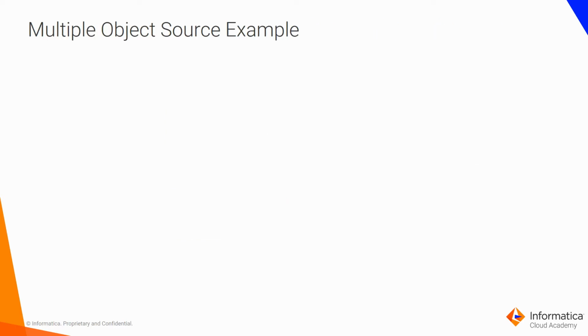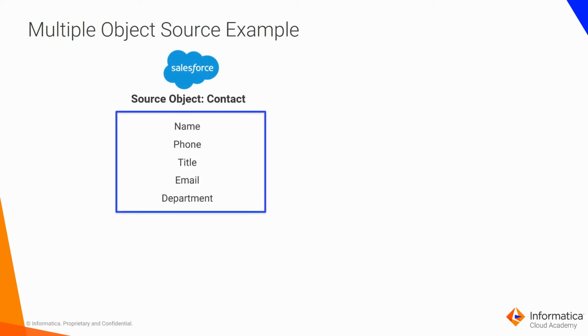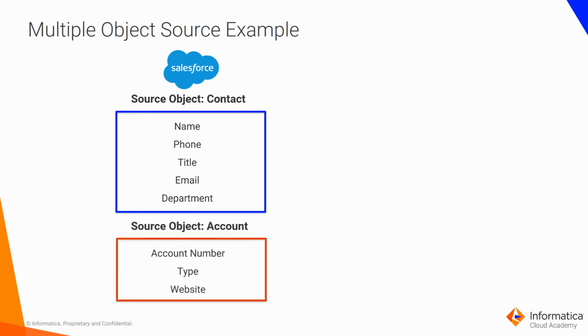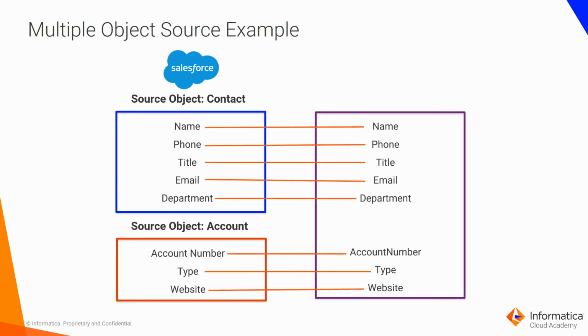Let us look at the example in more detail. Here you have got your contact object in Salesforce, where you have got your name, phone number, title, etc. Then you need some additional information that can be found in the associated account record, like account number, account type, website, etc. Using the multiple object source type in a data synchronization task, you can get information from those two objects and write that data to the target.